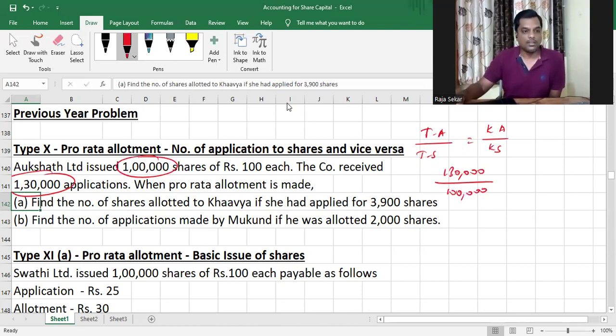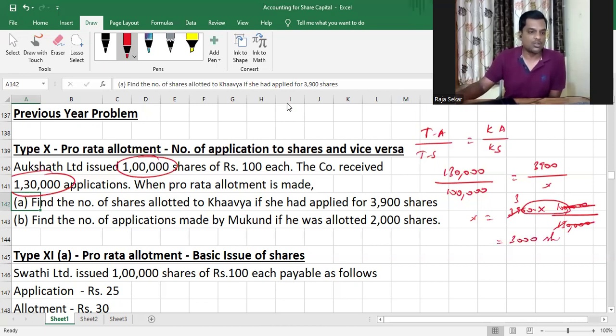It is equal to Kavya's application. Kavya's application is how much? 3,900, it's given in the question. Kavya's shares is X. So now we have to cancel this. X is equal to 3,900 multiplied by 1 lakh divided by 1 lakh 30,000. So 4 zeros get cancelled. 13 is 3 times. So 3 followed by 3 zeros is 3,000 shares. So Kavya has been allotted 3,000 shares.